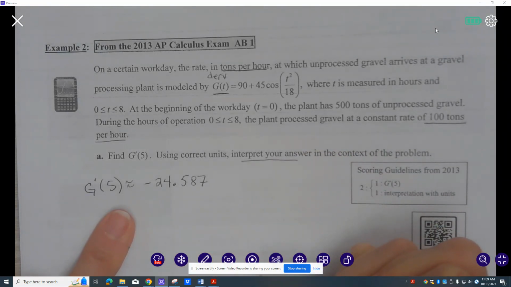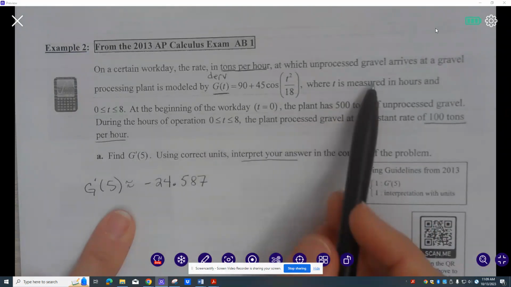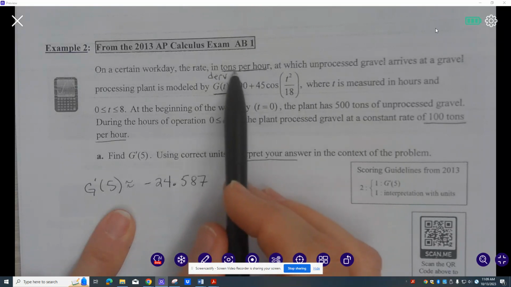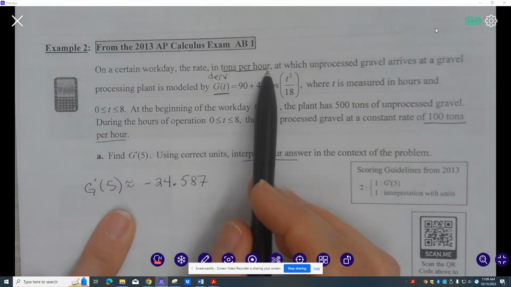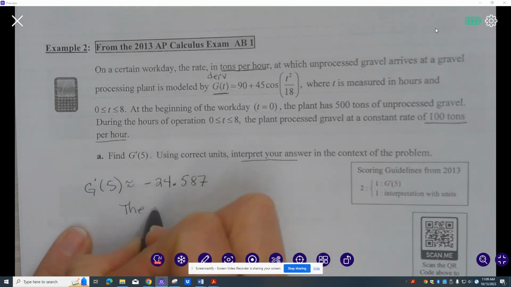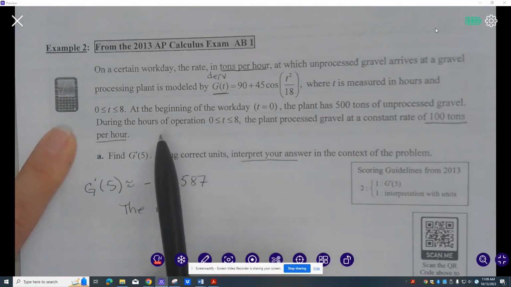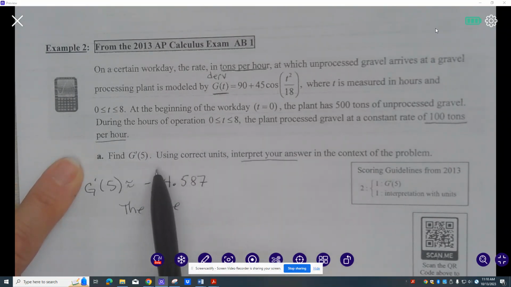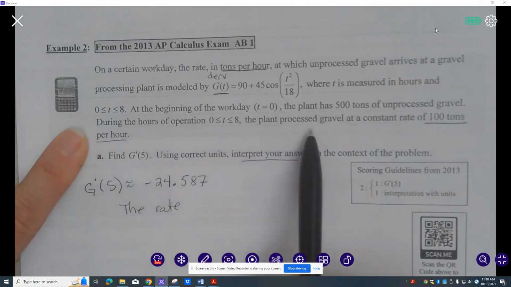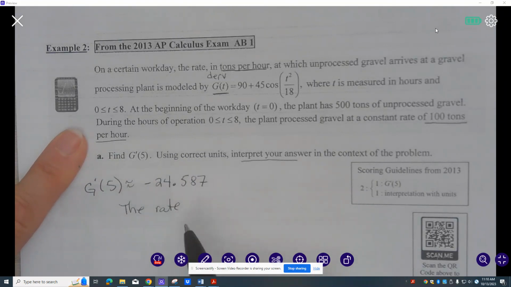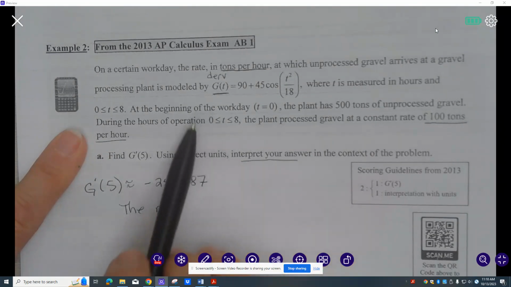So we need a noun. The noun in this is the gravel. We need a rate. Well, we know the rate is tons per hour, and our time would be at time equals 5. So you would say the rate, and then go to the question they asked. Where's the question? Using correct units, interpret. Oh, the question is just interpret the derivative. The derivative is the rate of change at which the gravel is arriving in the plant.